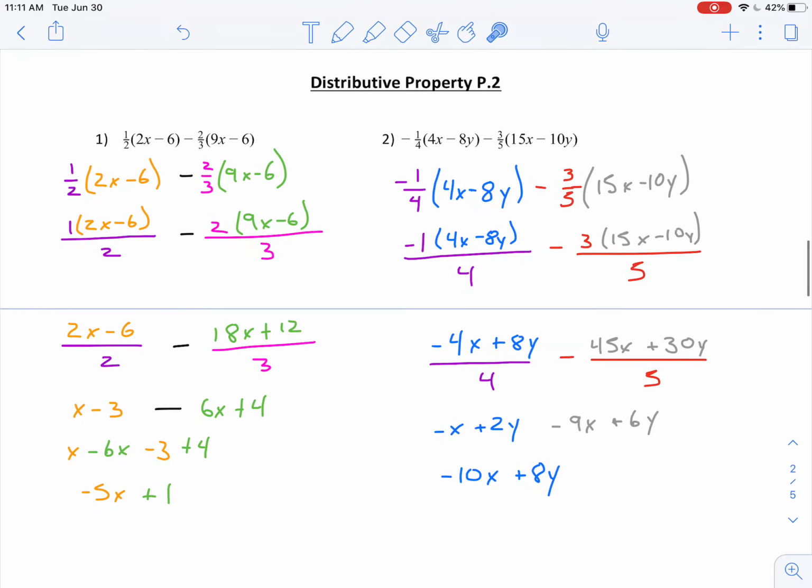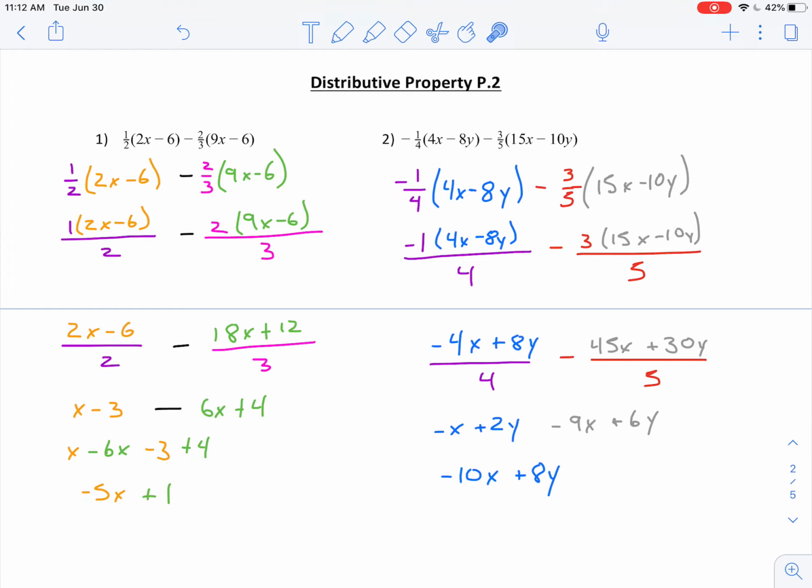This is where things get a little bit more dicey when we're dealing with fractions. So I have 1 over 2 multiplied by 2x minus 6 minus 2 over 3 times 9x minus 6. So I'm just going to rewrite it a little bit, and I use the colors to kind of help show where things are going to go. When we say 1/2 multiplied by something, we are essentially saying what's half of the thing we're multiplying by.